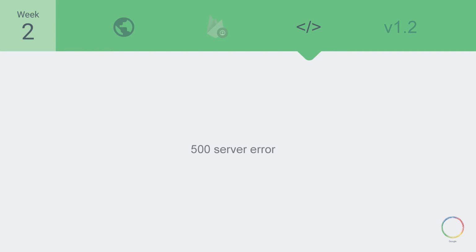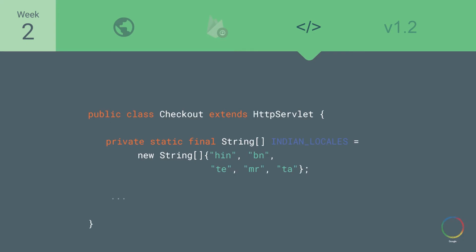So we look at that 500 server error. And in this case, we realize that the Indian locales in the app are not correct. Hindi, which is the predominant locale in India, was misspelled, so that's an easy fix, so we go ahead and do that.